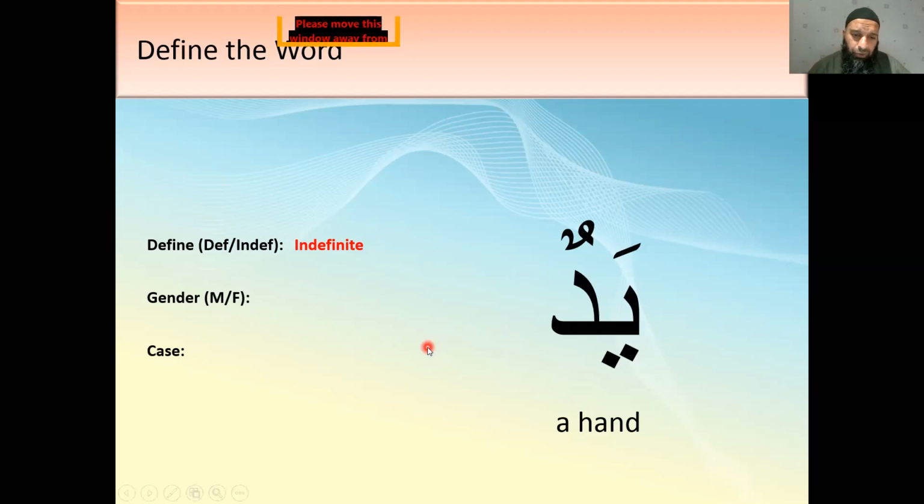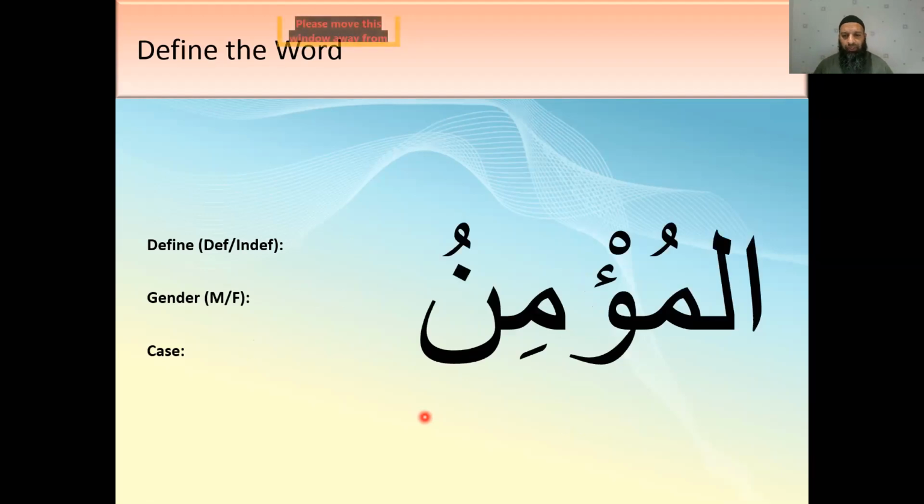Gender? Feminine. And case is very important. What case is it? Marfu. Marfu, because? Because it's got Dhammatain. Yes, it's got Dhammatain. It's got double pesh, double Dhamma. Excellent. Brother, al-mu'min. And also, is it indefinite? Ending with the single. Dhammatain. He's on mute.